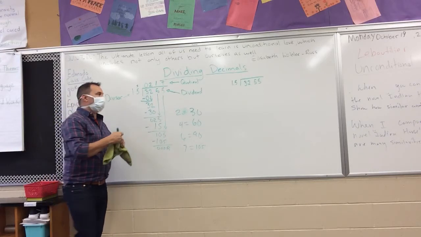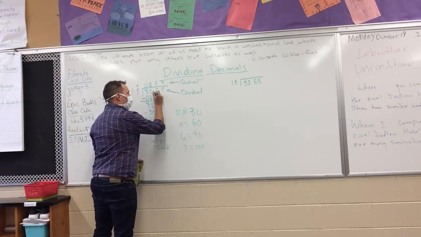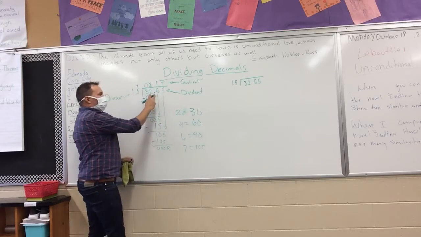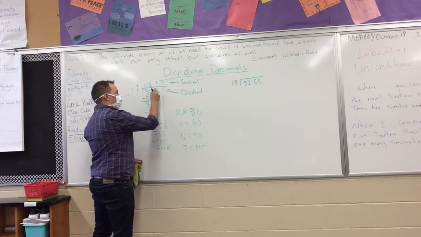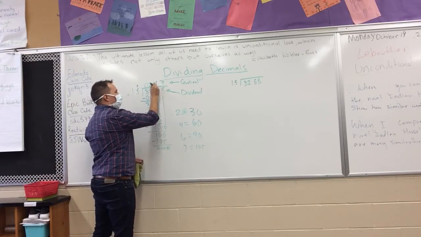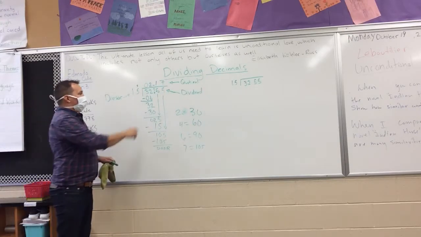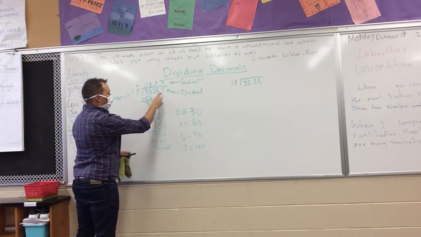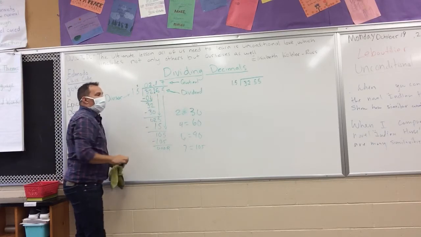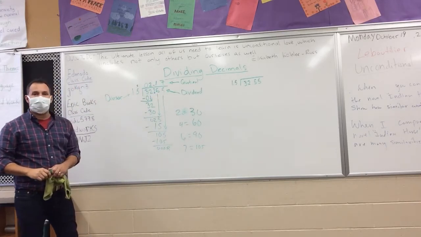But we know there really is a decimal here. So if there's only a decimal in the dividend, you just have to bring it straight up. And you're done. So 32.55 divided by 15 is going to equal 2.17.